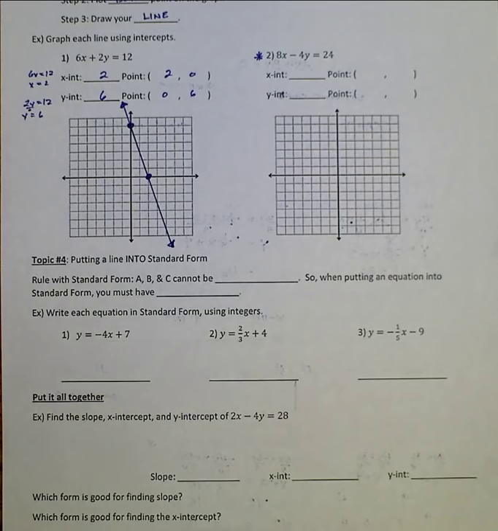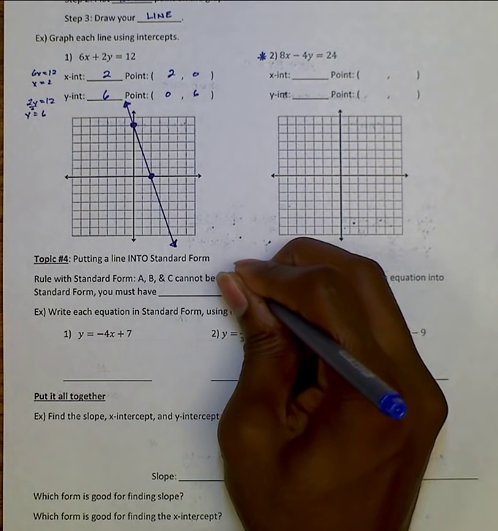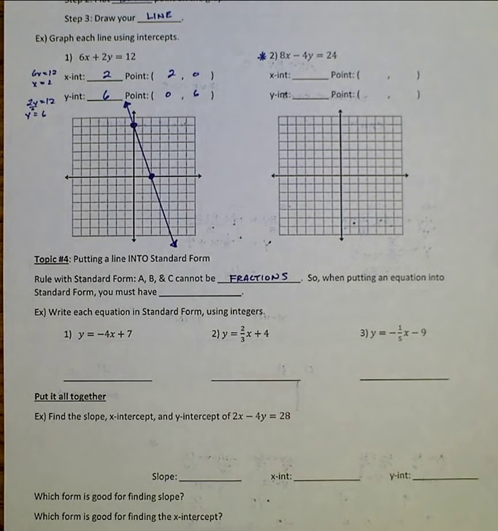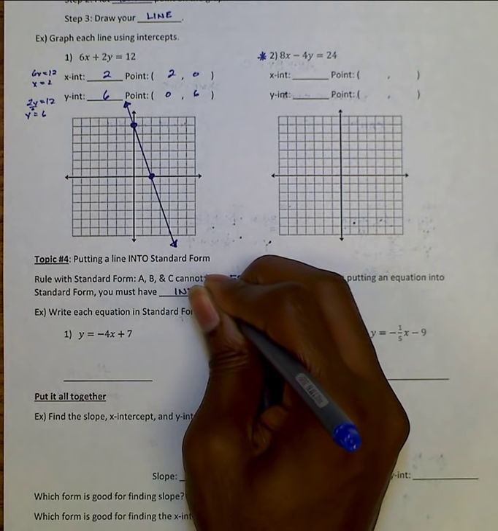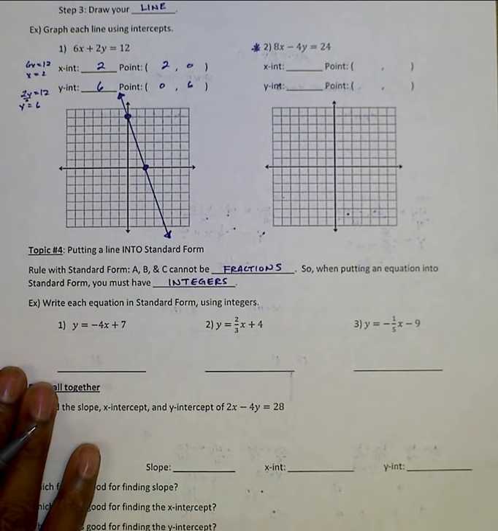Now, we're going to talk about putting a line into standard form. Okay, so here's the rule with standard form. A, B, and C cannot be fractions. So when putting an equation into standard form, you must have whole numbers, or integers. Remember that standard form basically just means that we want x and y on the same side, and we don't want fractions in front of them, or fractions in the problem.